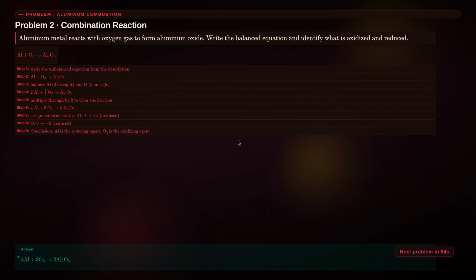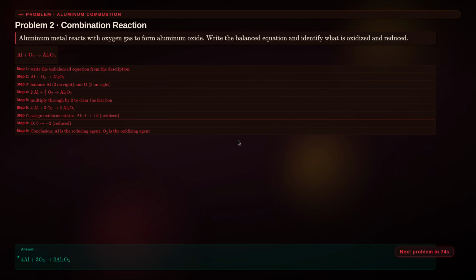Step 2. Balance the equation. We need 2 Al on the left to balance the 2 Al on the right. We need 3 O on the right, which means we need 3 halves of O2 on the left. Multiplying through by 2 gives 4Al plus 3O2 gives 2Al2O3.